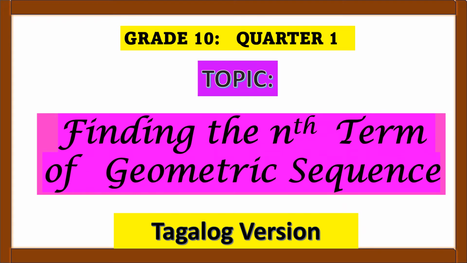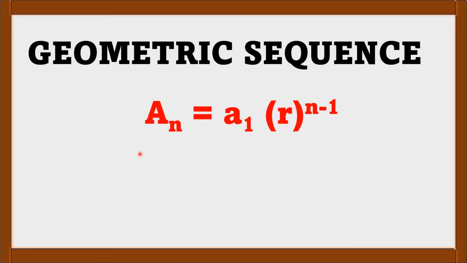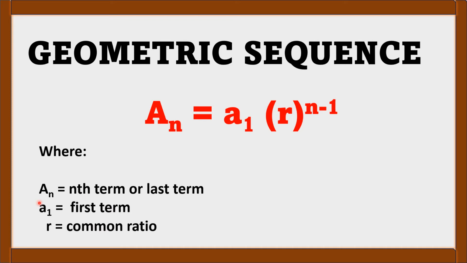Ang pag-aaralan natin ngayon ay tungkol sa finding the nth term of geometric sequence. Ang geometric sequence is given by a sub n is equal to a sub 1 times r raised to n minus 1, where a sub n is the nth term or last term, a sub 1 is the first term, and r is the common ratio.